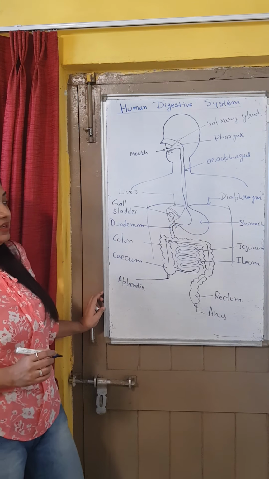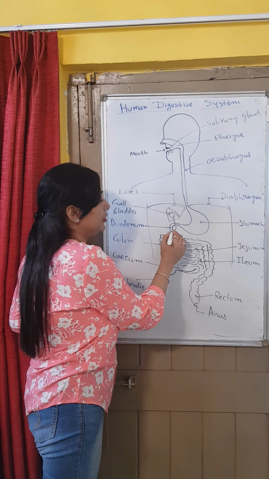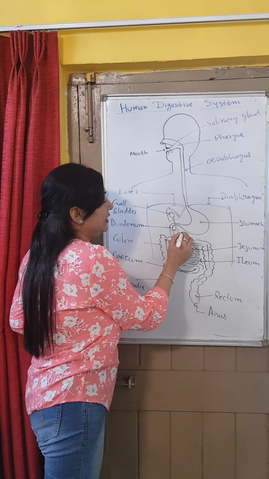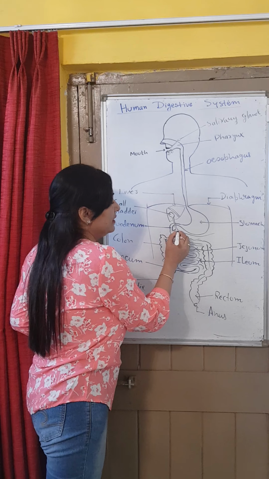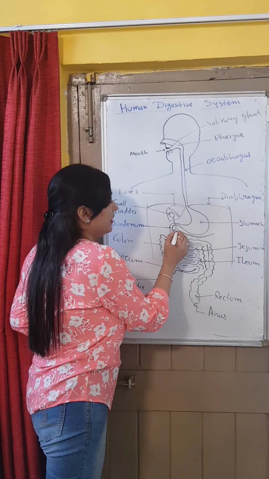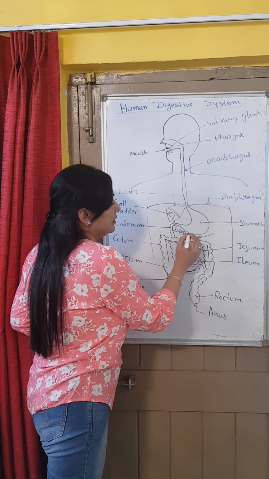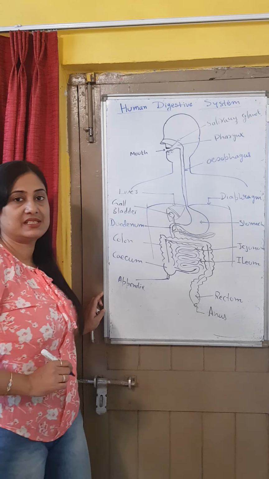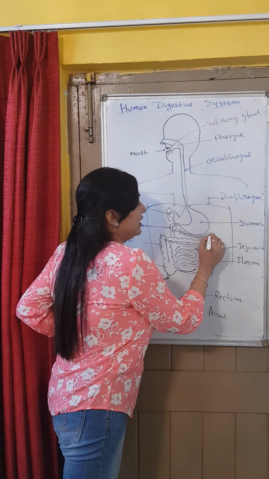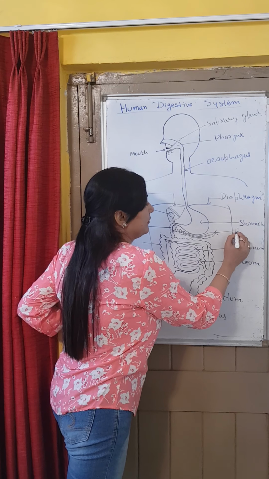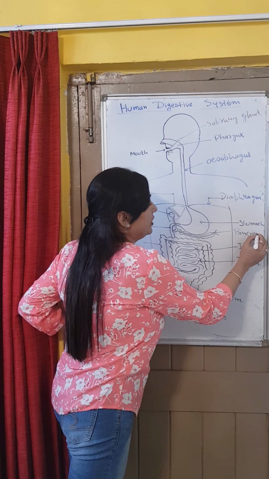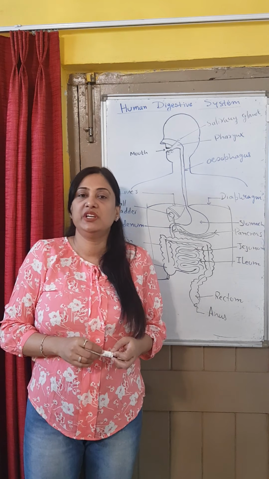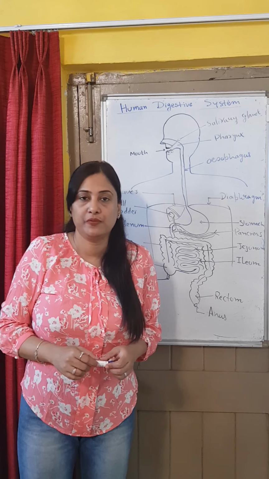That bile duct combines with a duct coming from another gland, the pancreas, which is present below the stomach. This pancreatic duct and bile duct together open in the duodenum part of the intestine. This pancreas is an elongated yellow colored gland situated below the stomach, that has many digestive juices which help in the digestion of food.